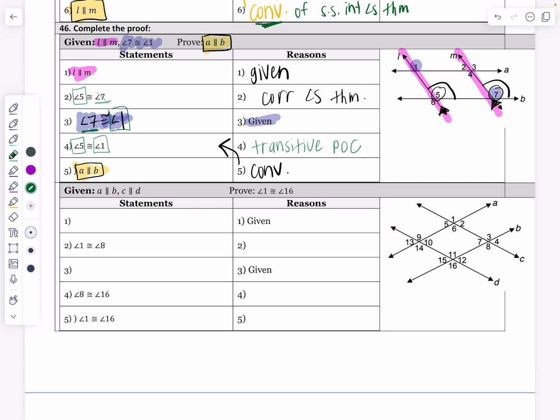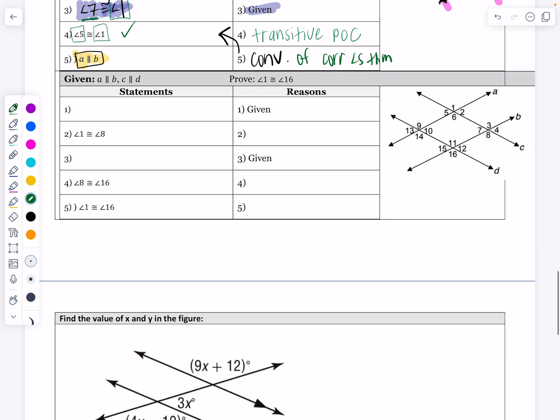And so if 5 and 1 are congruent, why are A and B parallel? That is going to be because those are corresponding angles. So it's going to be the converse of what? Converse of corresponding angles theorem. If 5 and 1 are congruent, then those are corresponding angles, which boom, parallel. That makes the lines parallel. Not an easy thing to do, my friends.